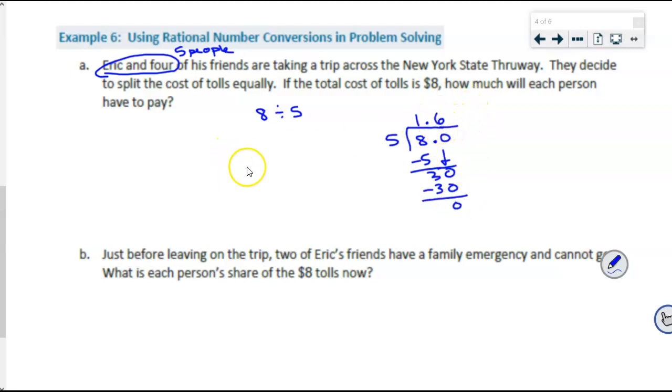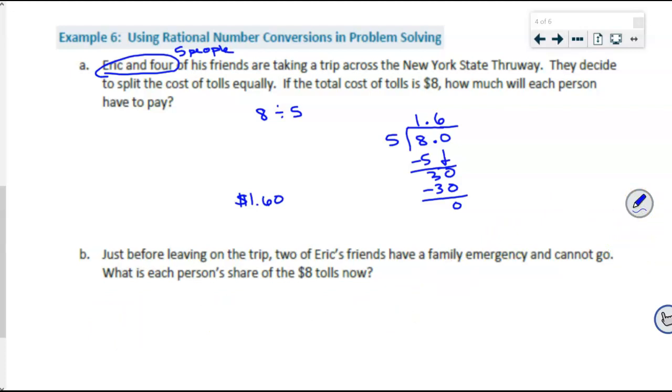So how much will each person have to pay? $1.6. What would we normally say, though, instead of 1.6? There we go. $1.60. Just before leaving on the trip, 2 of Eric's friends have a family emergency and cannot go. What is each person's share of the $8 tolls now?